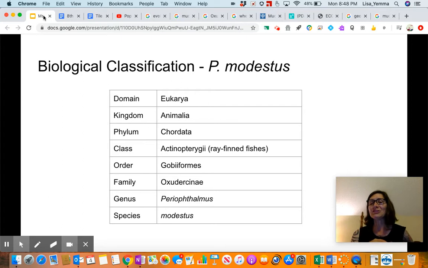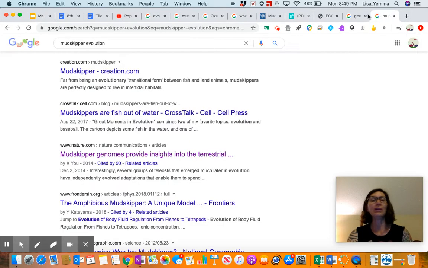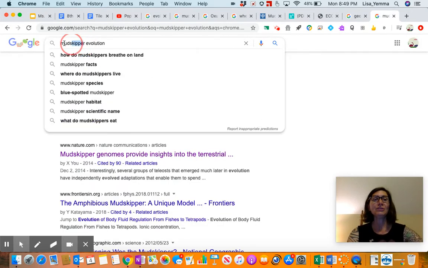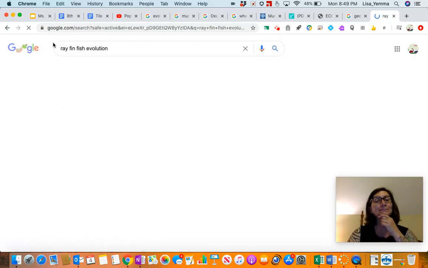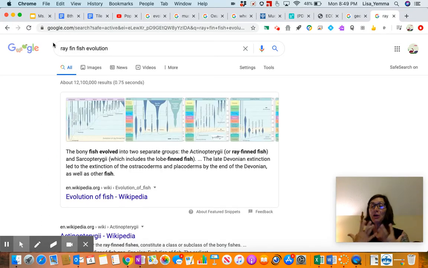But my mud skipper isn't just like every other ray-finned fish, because a sea bass and a trout and a salmon, they're all ray-finned fishes. So I was like, let me search ray-finned fish ecology and see what comes up. And so I went over here, not ecology, sorry, evolution. So I put ray-finned fish evolution. And I came up first with some diagrams, and you know that I love me some diagrams, and my brain really likes looking at those.